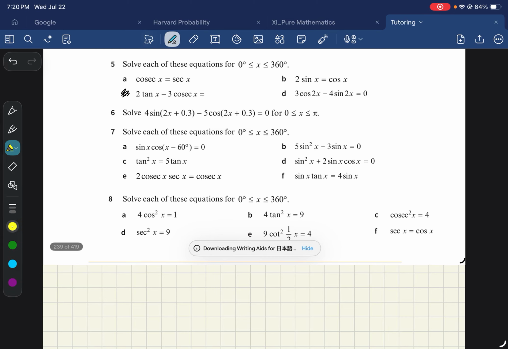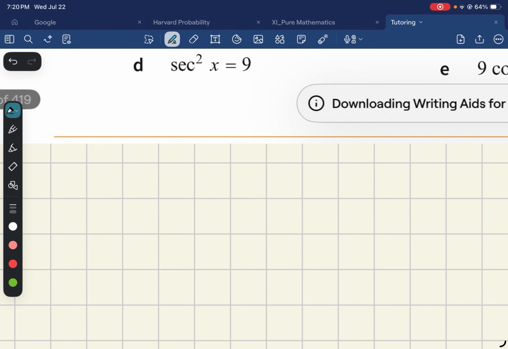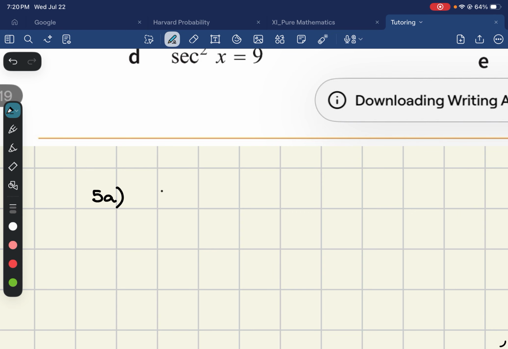Alright, so in this question, we're going to go over solving more trigonometric equations. So let's start with question 5a. We'll keep the domain in mind, which is from 0 to 360, something that we have worked with before. And 5a says cosecant x is equal to secant x.